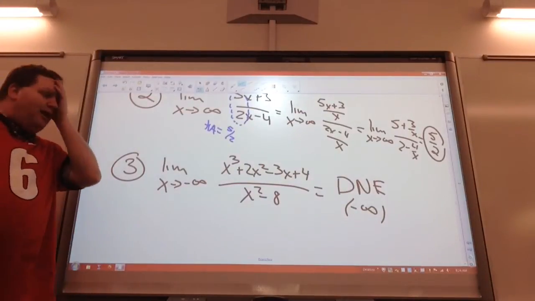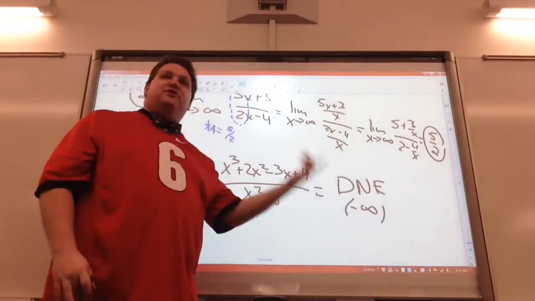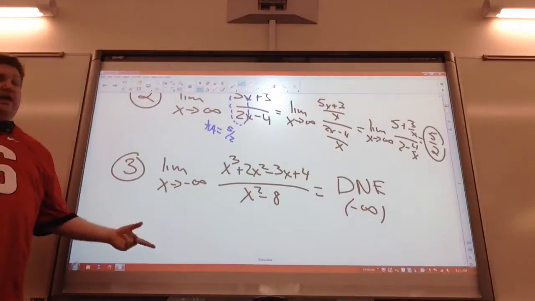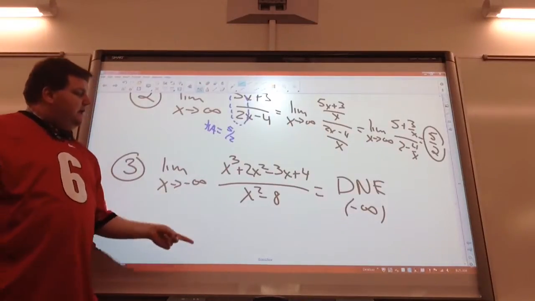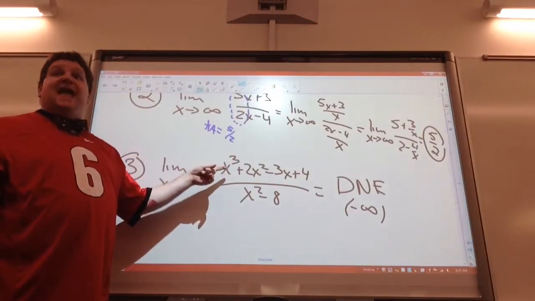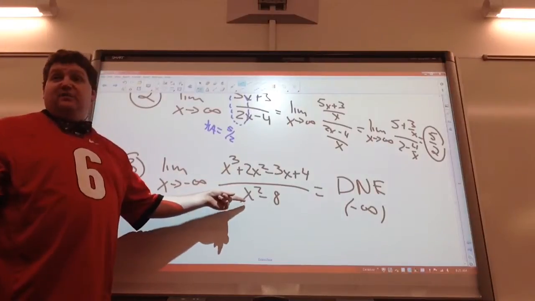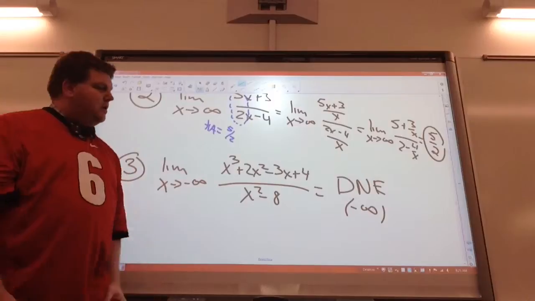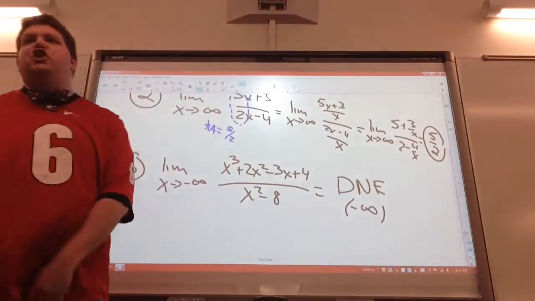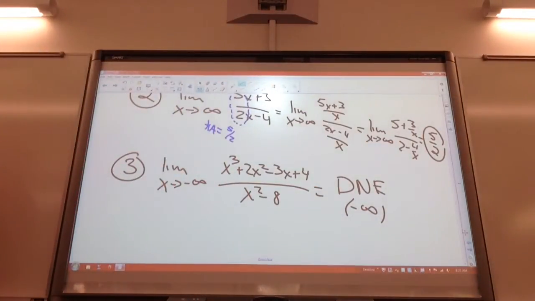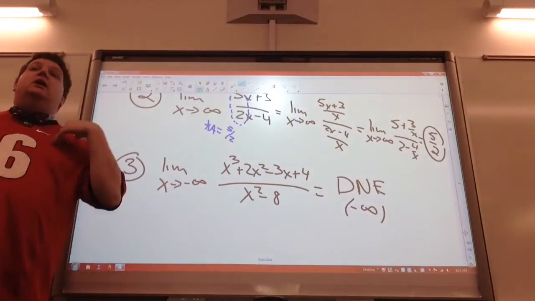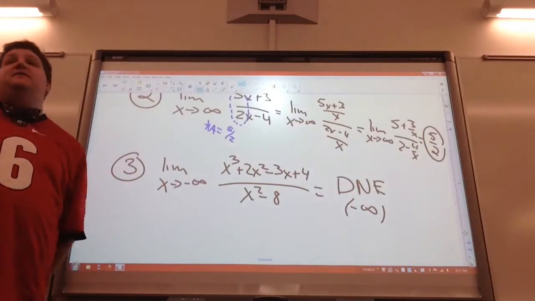How I know the end behavior should be towards negative infinity is that again I look at what the sign should be. If I plug negative infinity into this thing, x cubed is going to be negative and x squared is going to be positive. So negative over positive is negative. It should go off to negative infinity in that direction. So that is how limits at infinity work.